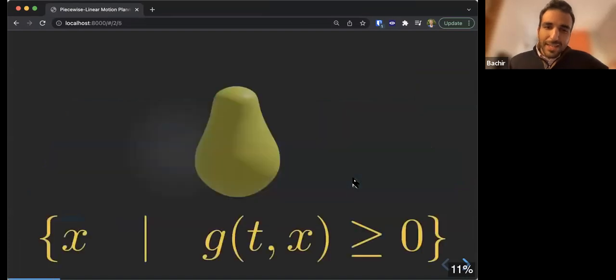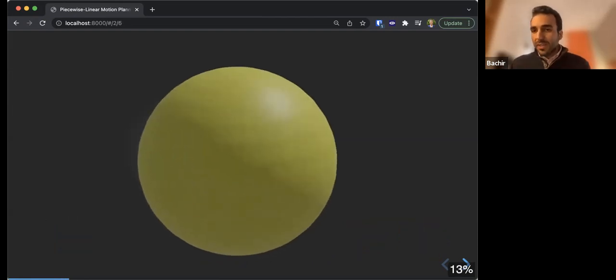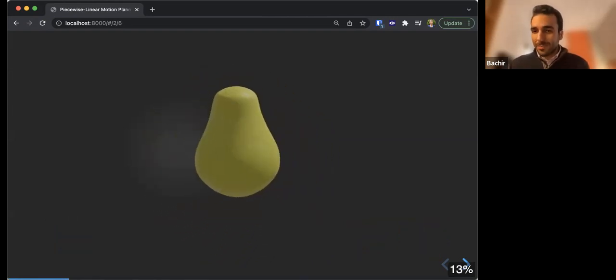Let's talk a little bit about these obstacles. For me, each obstacle is defined by a polynomial inequality. You can see here, each obstacle is given by an inequality g(t, x) ≤ 0. So g here is a polynomial function in t and x, where t is time and x is in space. The dependence on time is what allows me to have obstacles that are moving, morphing, varying with time, etc.